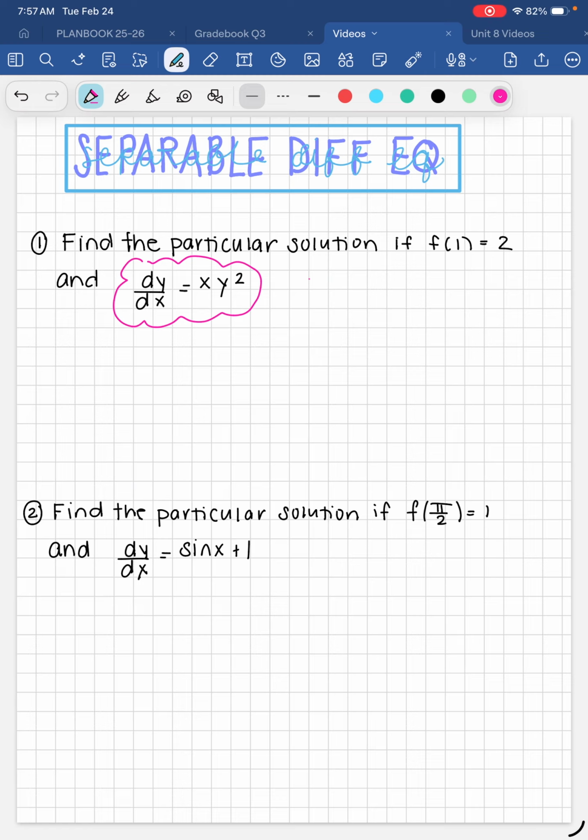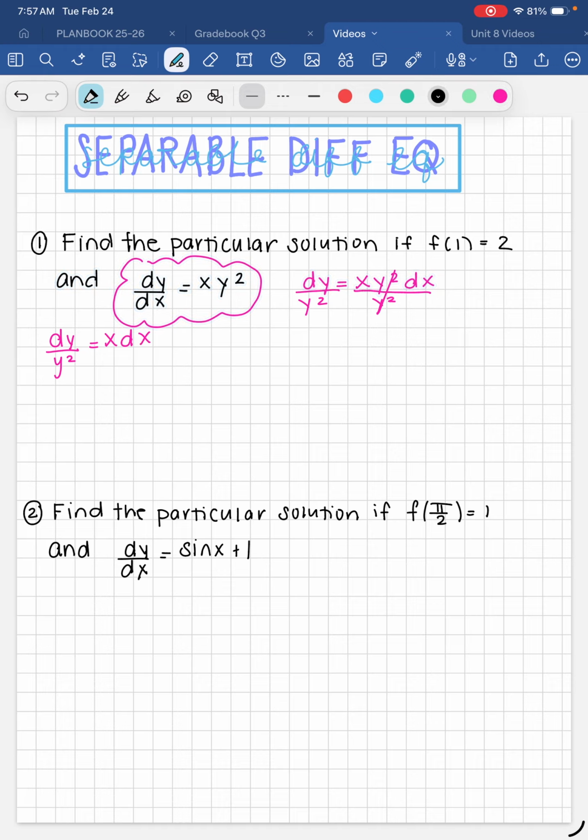I'm first going to essentially cross multiply. I'm going to get dy equals xy squared dx. Your goal is to keep the x's with the dx's and move the y's with the dy's, which means I need to move this y squared over to the other side. So I'm going to divide it out on both sides. When I separate it, this is my separation: dy over y squared equals x dx.